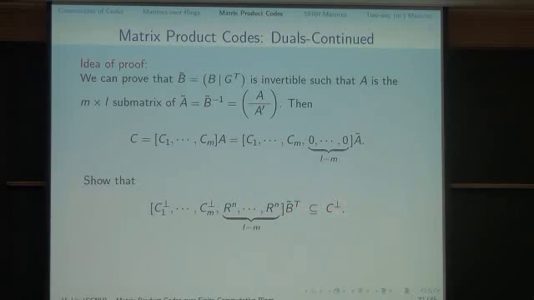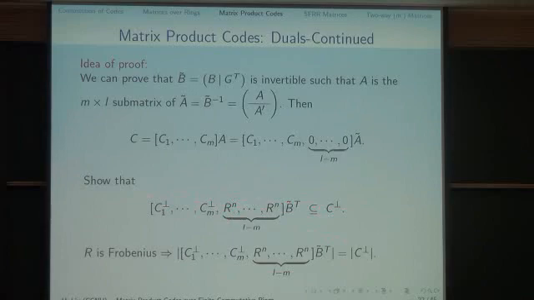Then by using the Frobenius property, R is Frobenius, so we have that the size of C1 perp times the size of C1 equals the size of R^n. By using this, you can compare the two sides, and the sizes are equal. Since this is a subset of C perp, they are the same.